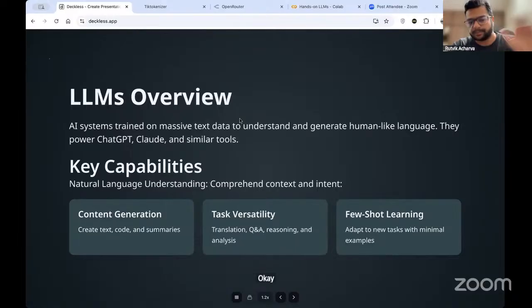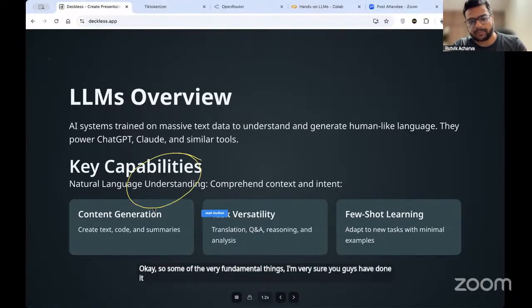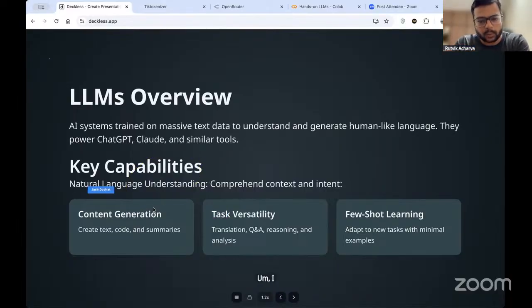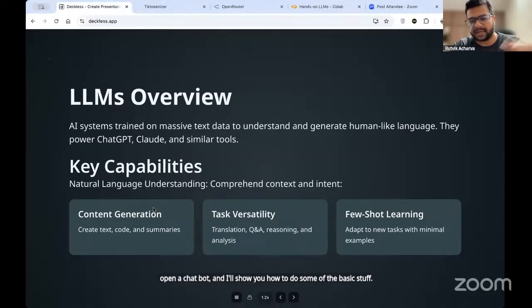Okay, so some of the very fundamental things, I'm very sure you guys have done it. I'll go into one of the aspects slowly, and then we'll open a chat bot and I'll show you how to do some of the basic stuff, and then we'll do the architecture piece of it.